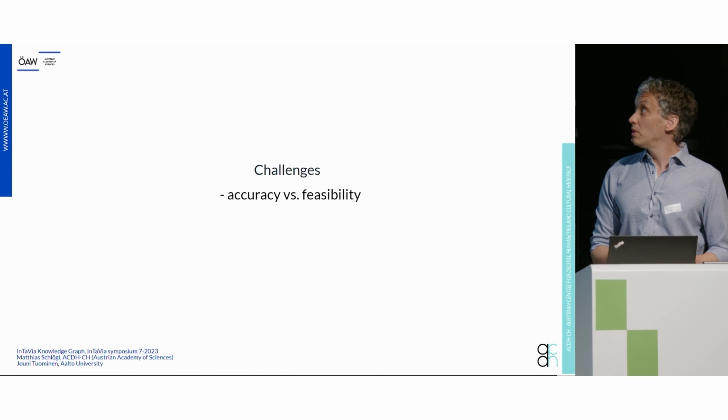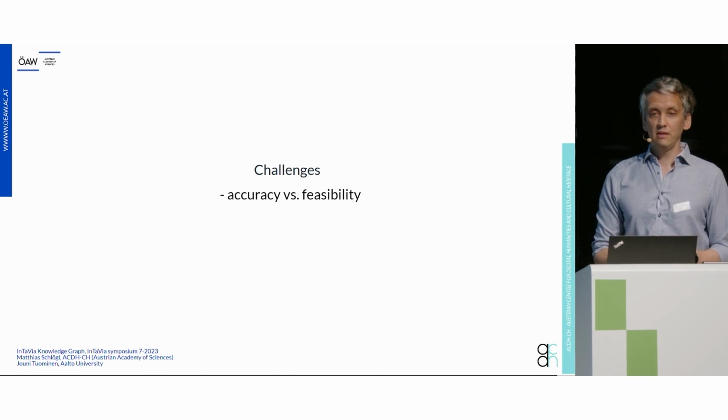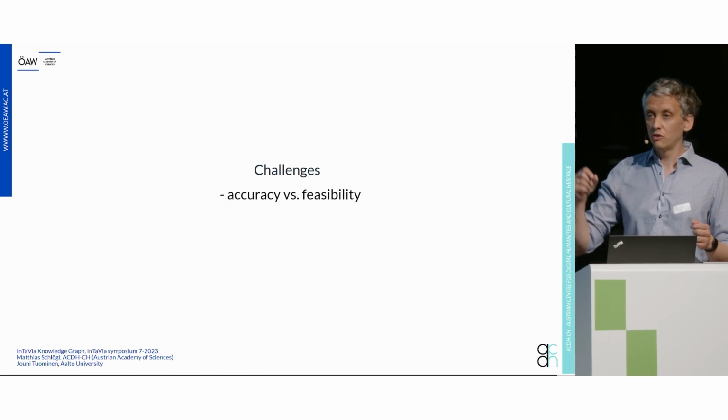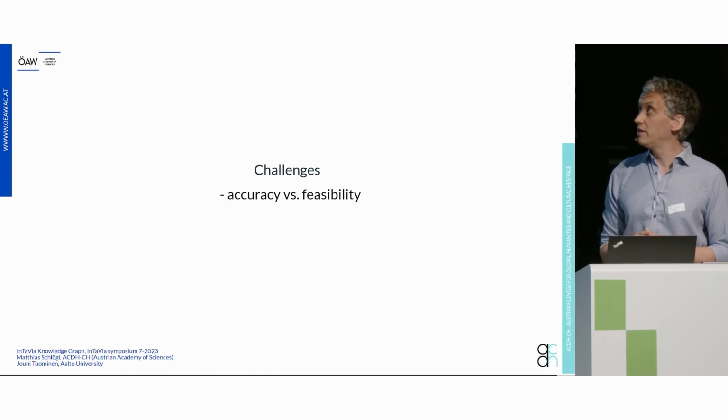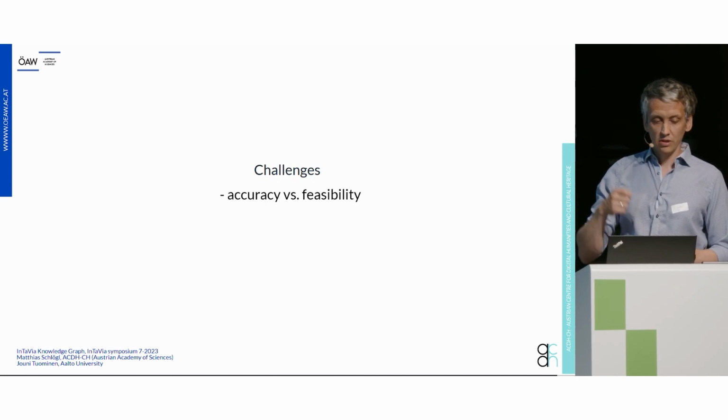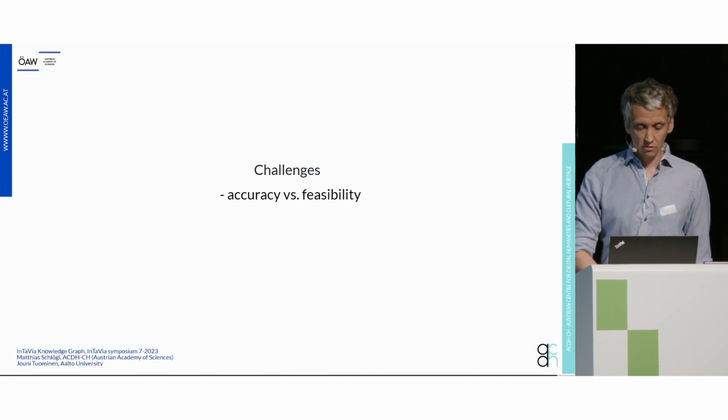And then just a few final challenges that we met during the project. So there is a problem of accuracy versus feasibility. There is a lot of provenance data involved. And the question is, what kind of provenance do we need? How detailed do we need that? Do we need to know for every data point when it was created, who created it, when it was converted, which pipelines were involved, and so on and so forth?